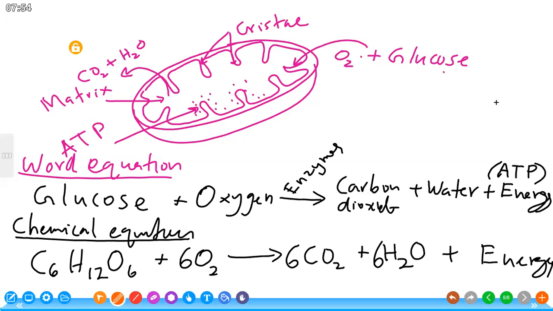Roman number 2. How is the above mentioned structure adapted for effective respiration? That means how is the mitochondrion adapted? You can see the inner wall has an increased surface area.